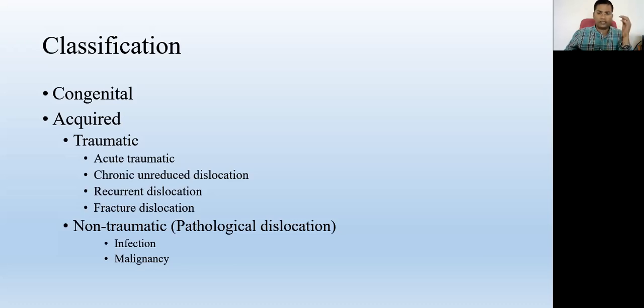The third condition is fracture dislocation. This means a bone is fractured near a joint, and at the time of injury the joint is also affected by the trauma, and some kind of dislocation or subluxation may occur in that injury. That is called fracture dislocation. Understand? So these four kinds of dislocation or subluxation are encountered in clinical practice.